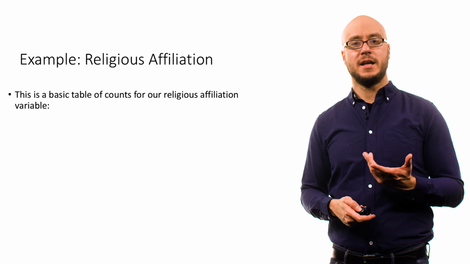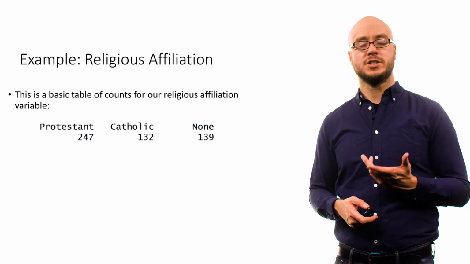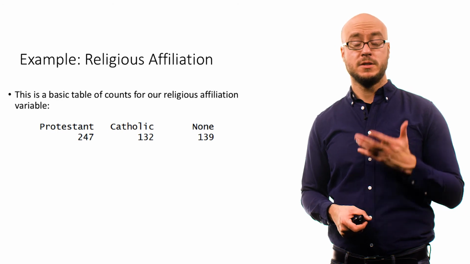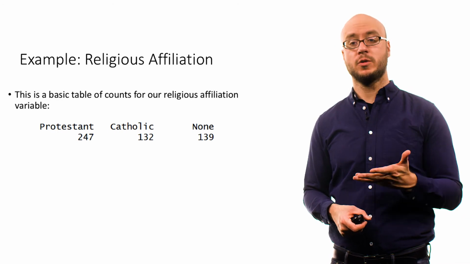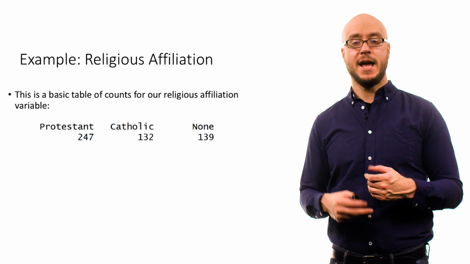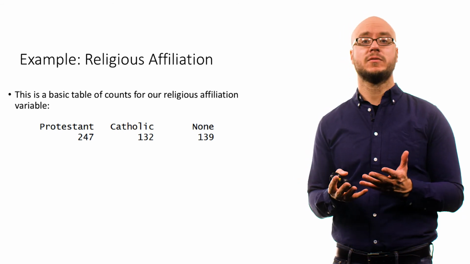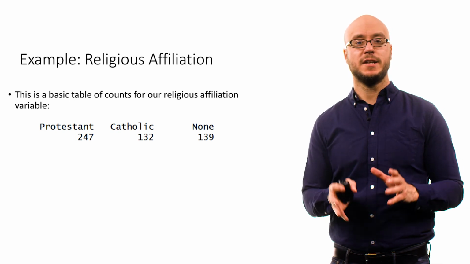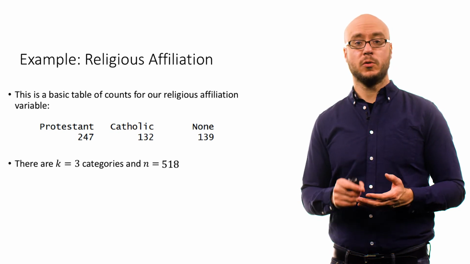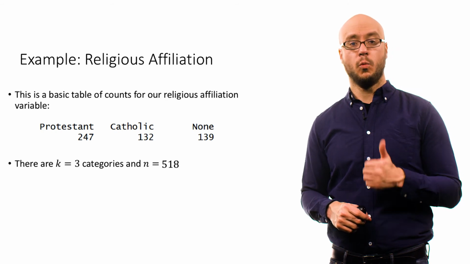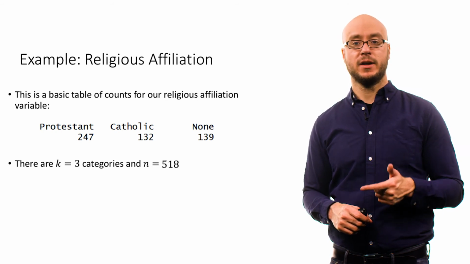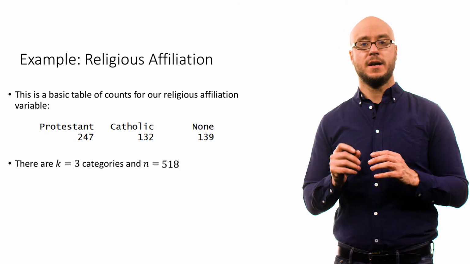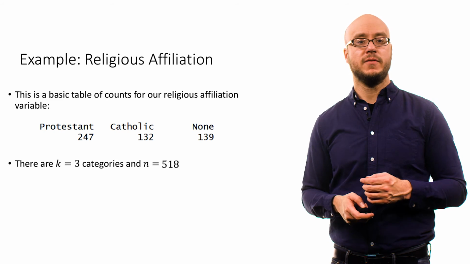So this is just a basic table of counts for our religious affiliation variable. You can see that we have 247 young people who identify as Protestant, 132 who identify as Catholic, and 139 who don't have any kind of religious affiliation. So this is just a basic frequency table. And we can see that there are 3 categories. So we're going to refer to category 1 as Protestant, category 2 as Catholic, and category 3 as none. And k equals 3 because there are 3 categories. And the total sample size is roughly above 500.